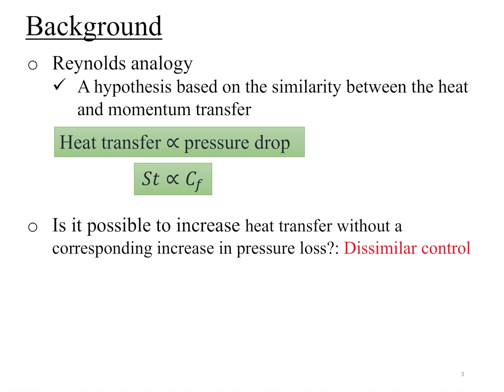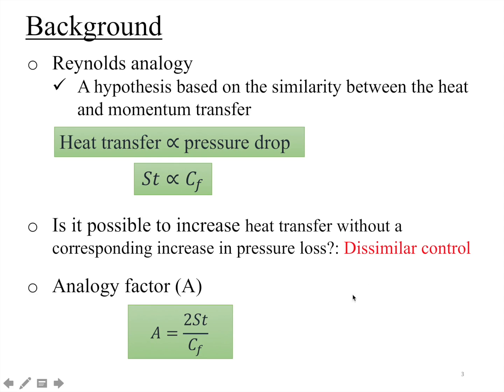Such a scenario, we call it dissimilar control, and it can be quantified using the non-dimensional parameter called analogy factor A, which is defined as the ratio between Stanton number and skin friction coefficient. And dissimilar control is said to be achieved when the value of A is greater than 1. Our aim is to apply flow control techniques to increase heat transfer and reduce the pressure loss so as to achieve a value greater than 1 for the analogy factor.